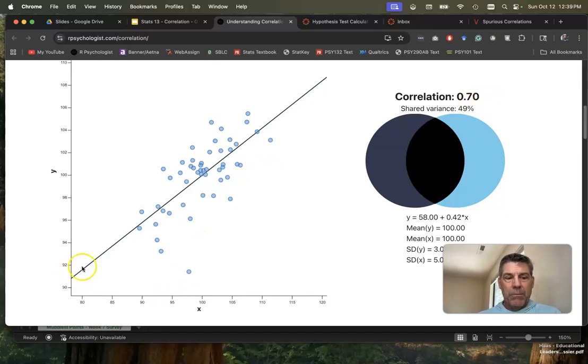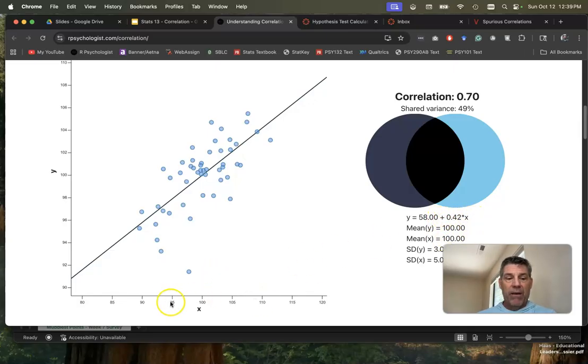Well, once I establish this line here, the regression line, it has a formula, and all lines have a formula where Y equals some slope times x plus a constant. So they just reversed it. They do the constant here, 58, plus the slope, which is 0.42, times x.